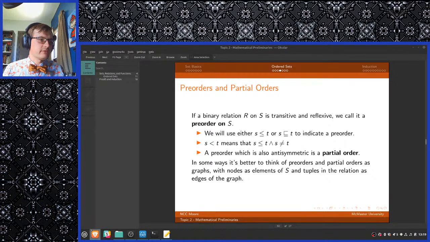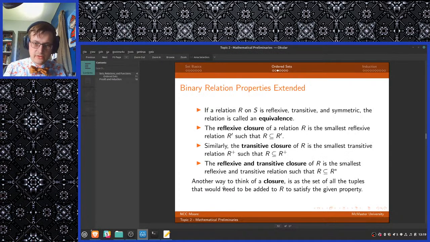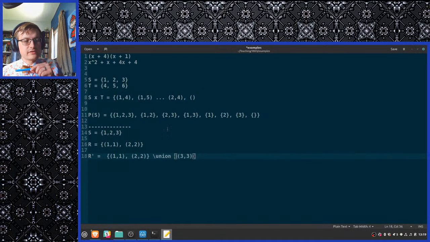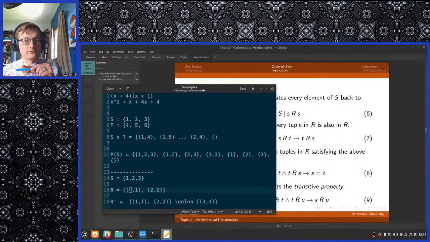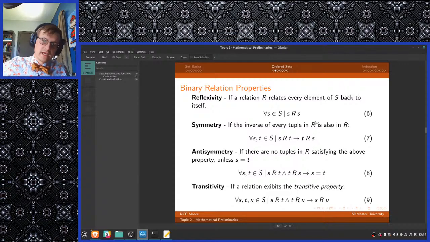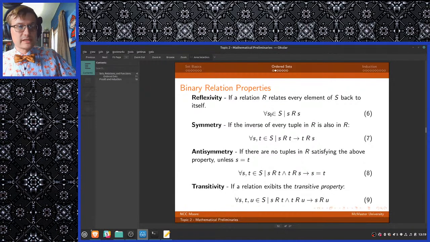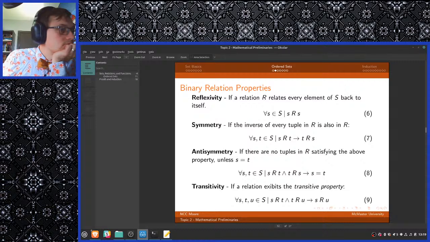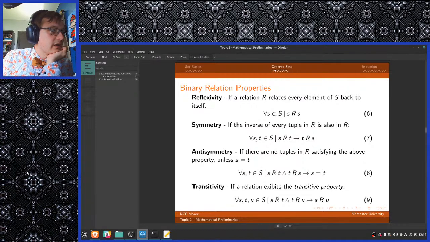So R itself was not a reflexive relation. Remember the definition: for all S in S, S R S, right? So it's not reflexive unless every element of S is related to itself. If you just have some elements of S related to itself, that's good for you, but it's not reflexive. It's only reflexive if the for all is satisfied. So R itself wasn't a reflexive relation, but we add the least tuples to make it so.